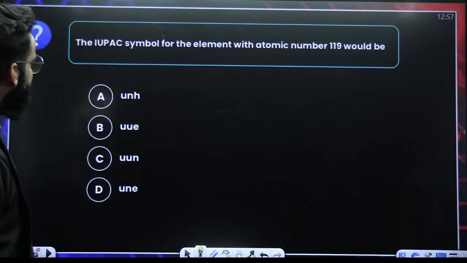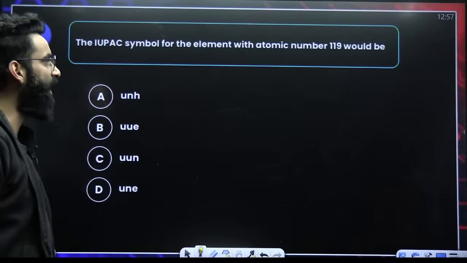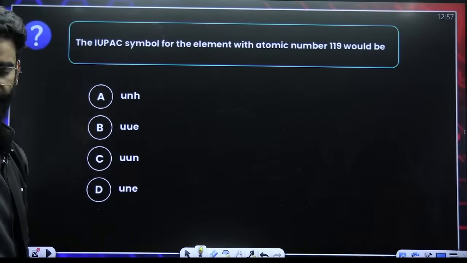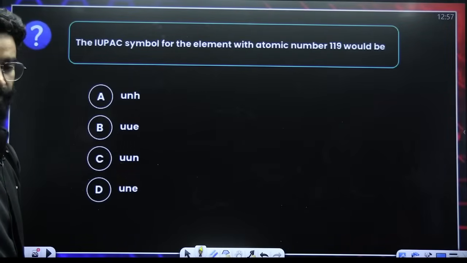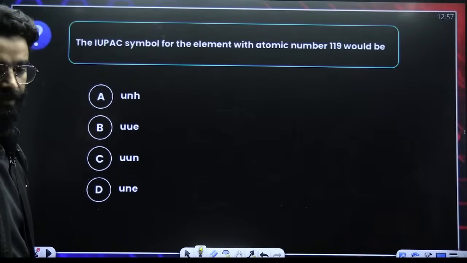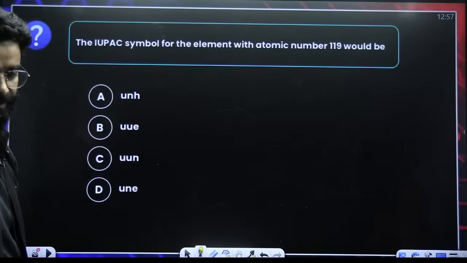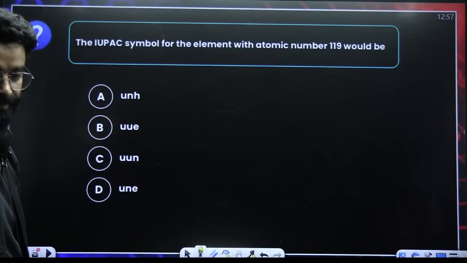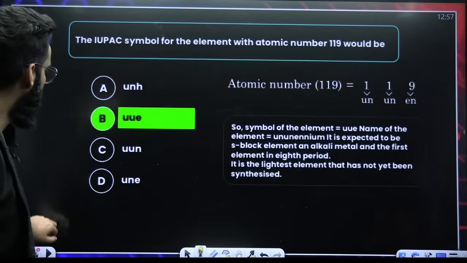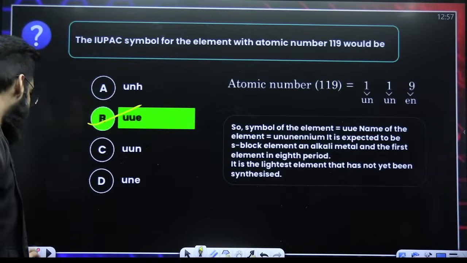The IUPAC symbol of the element with the atomic number 119. 119, ununennium. 1 is un, 1 is un, 9 is enn. So it is ununennium, Uue.